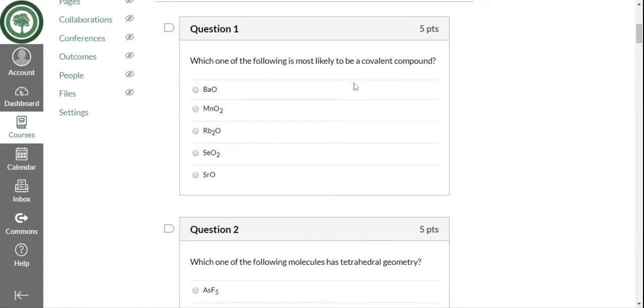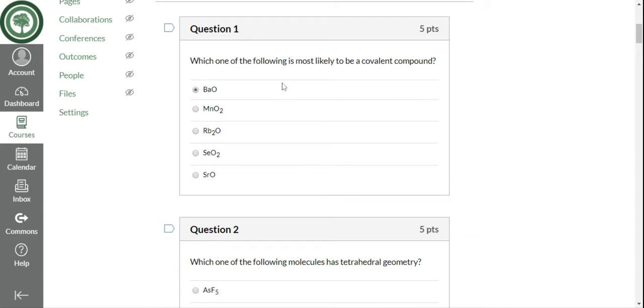So number 1, which of these is most likely to form a covalent compound? And again, when we talked about types of bonding, we said you could categorize ionic, nonpolar, and polar covalent based on difference in electronegativity. And we know that covalent is going to be with elements that have very similar electronegativity, which will be found very close together in the periodic table.